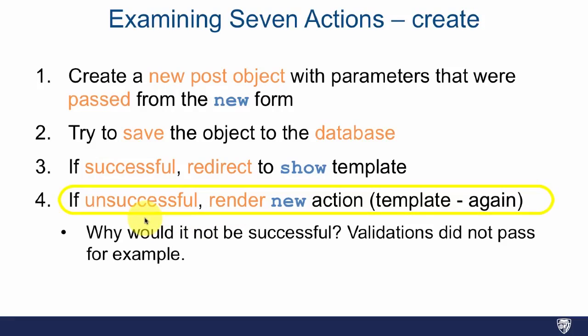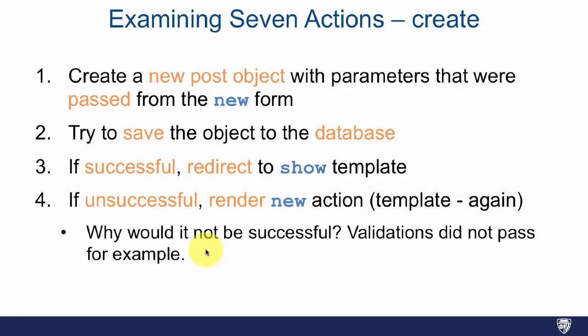And if it was unsuccessful, we're going to render the new action. Basically, we're going to re-render the template again, showing the error. So for example, if the validations did not pass in the database, we're going to send it back, and we're going to say, no, browser, render it again, show whatever the user put in already, and the rest of it you have to fill out and fix the errors, and then resubmit back to the create action.